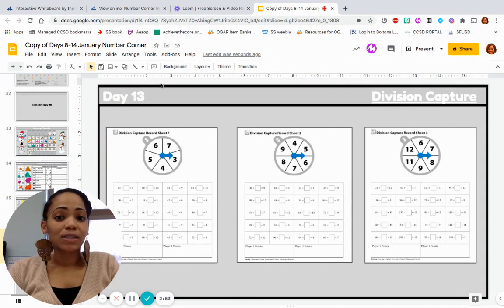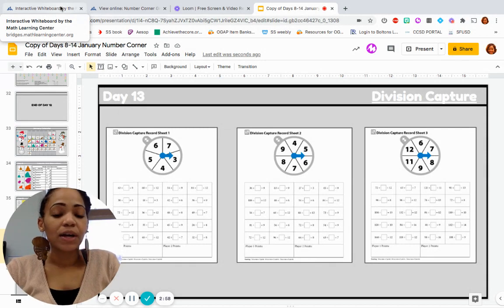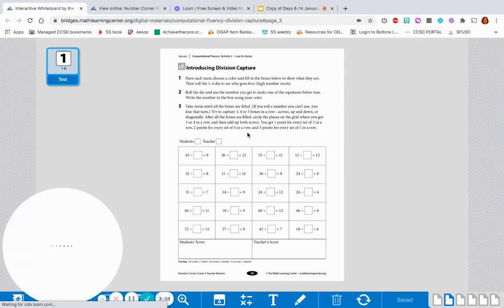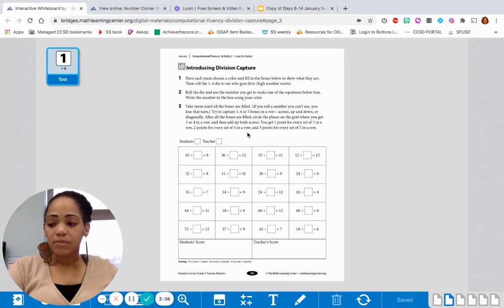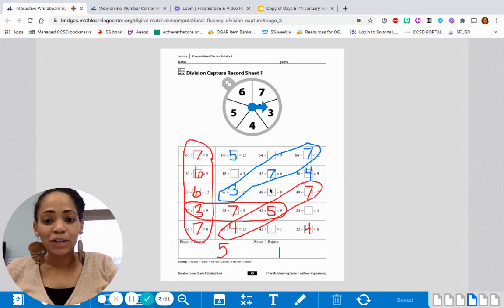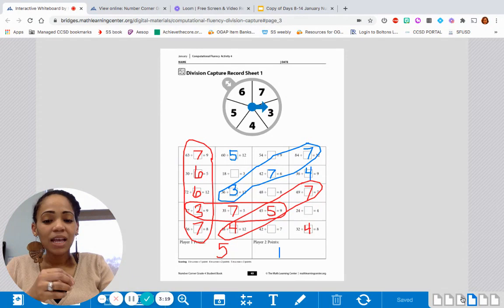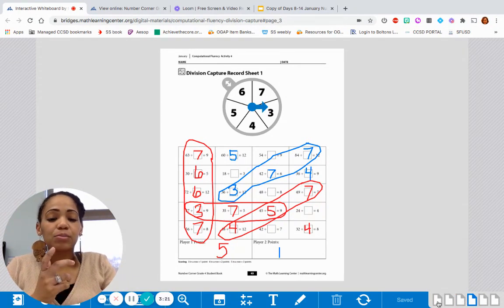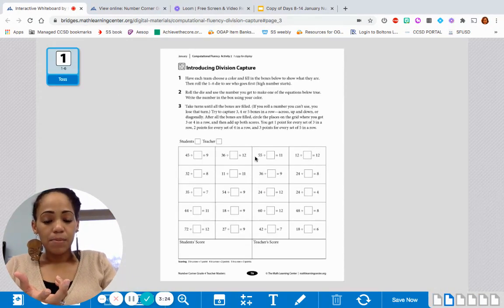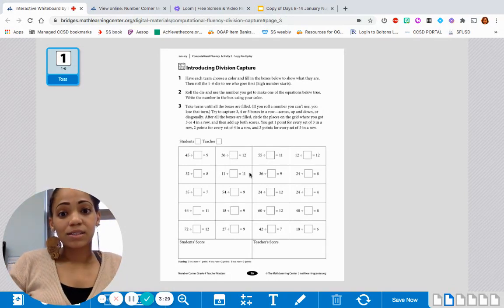That brings us back to our activity for today. So you guys are going to get to play a game, which you do have in your Number Corner workbook. So go ahead and get that out and find the page for division capture. While you're looking for that, I will remind you that we played this game the other day and you guys beat me. Okay, so the way it worked was we had to spin the spinner, and whatever number we got, we had to place in a box to make the number sentence true. And the goal was to get them in a row.